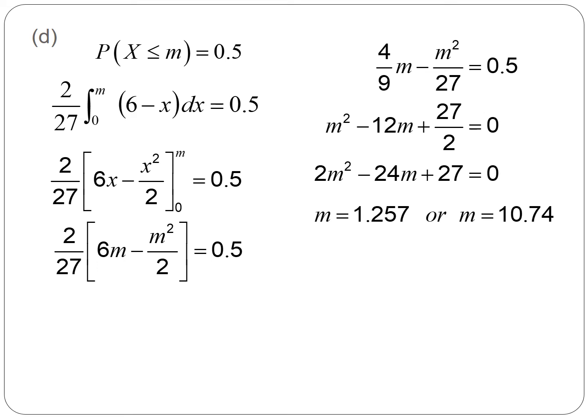Now, which value of m are you going to choose? Are both accepted or only one of them is accepted? If you look at the range of values of x of the function, your x only lies between 0 and 3. So obviously m equals 10.74 is not accepted. So we can just write that, ignore. So the value of m is 1.257.